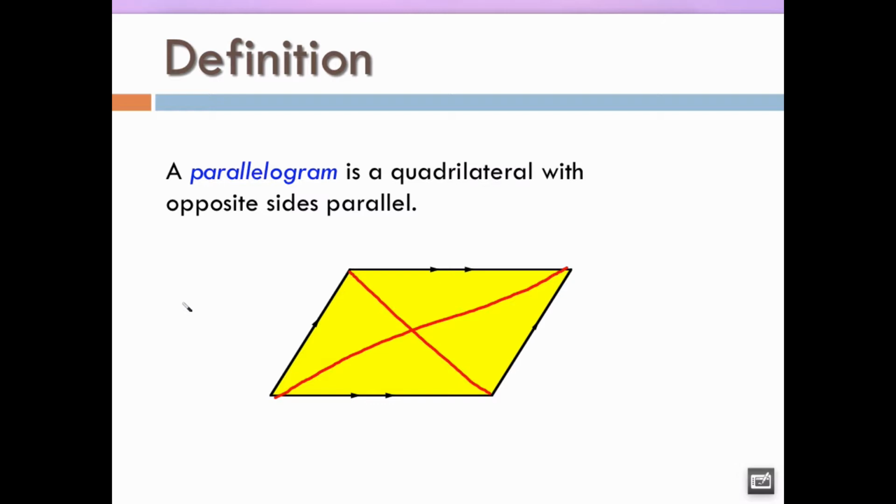Nick, are you raising your hand? Yeah. What do you got? They bisect each other. Beautiful. This is congruent to this. This is congruent to this. Not all 4 things are congruent. 2 pairs of congruent chunks.